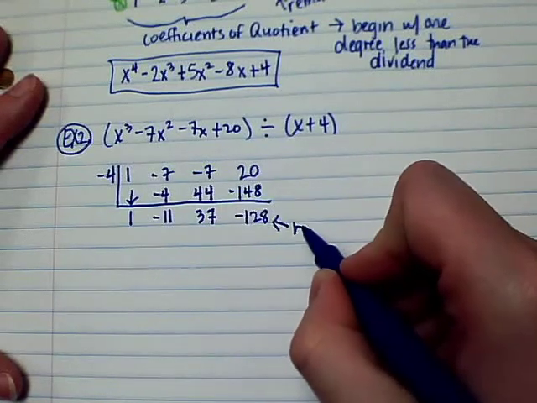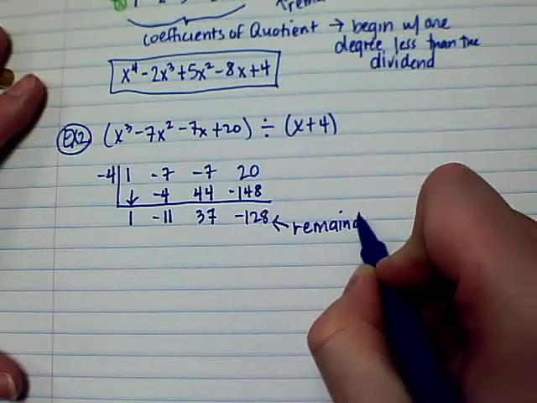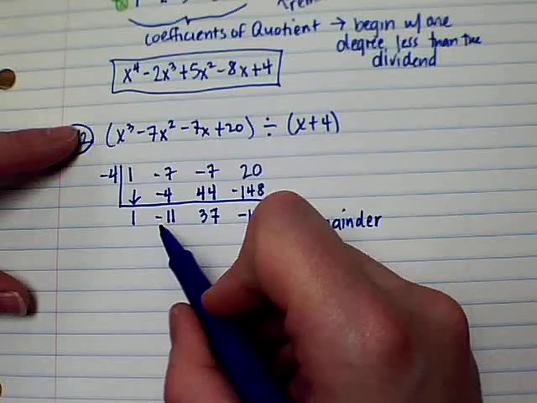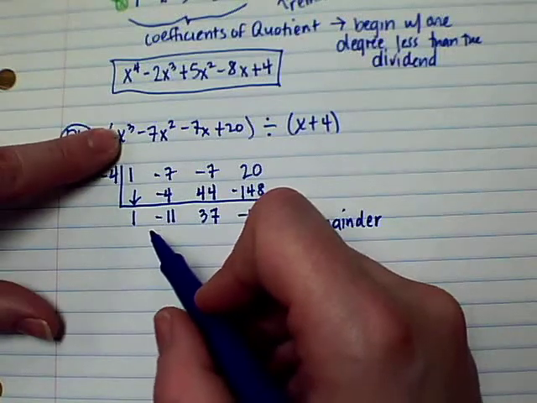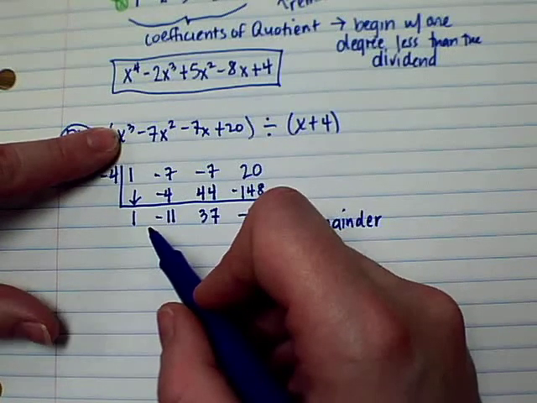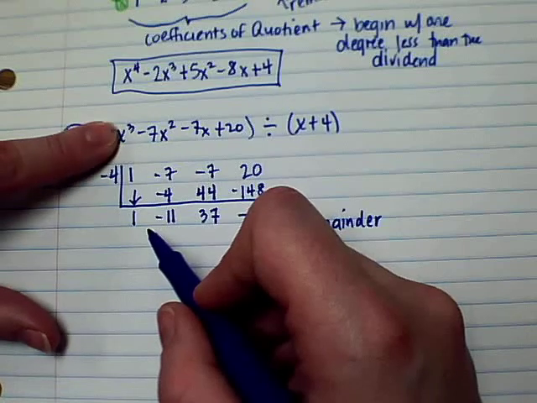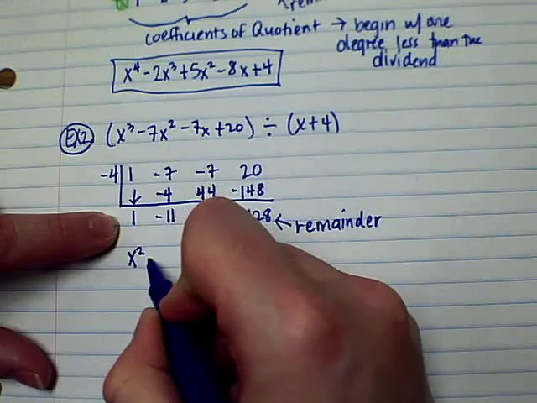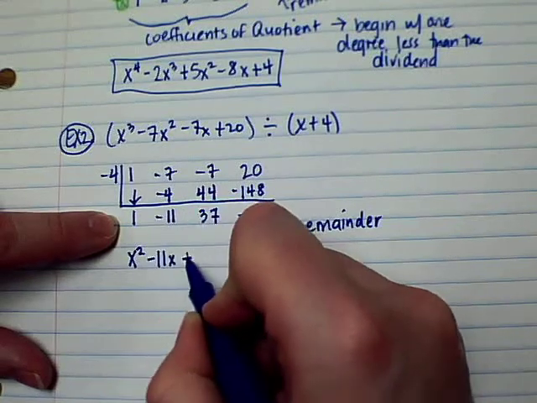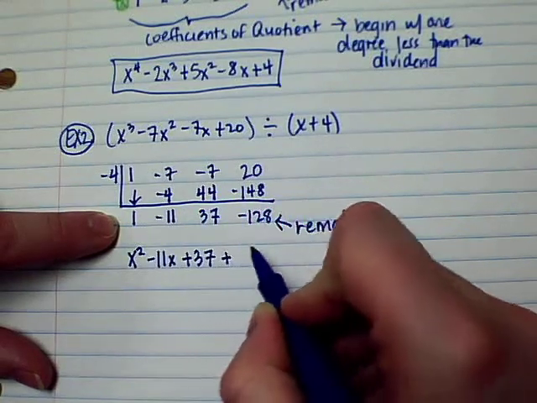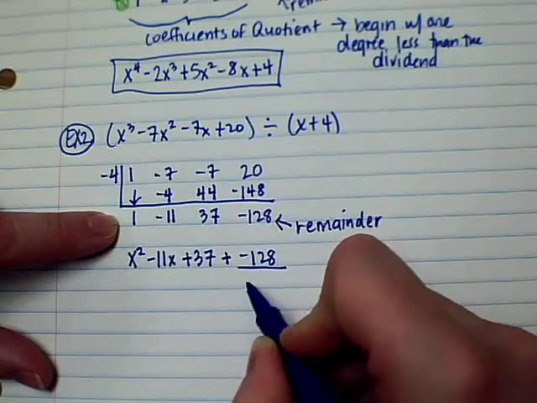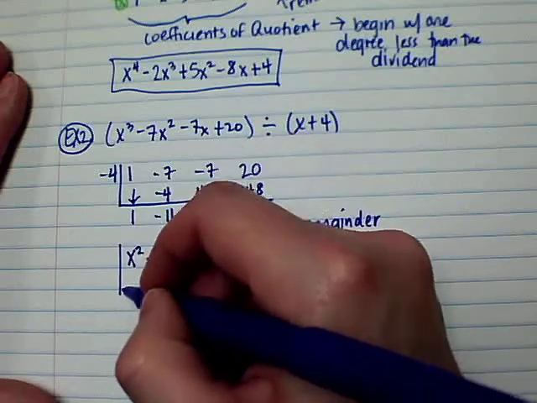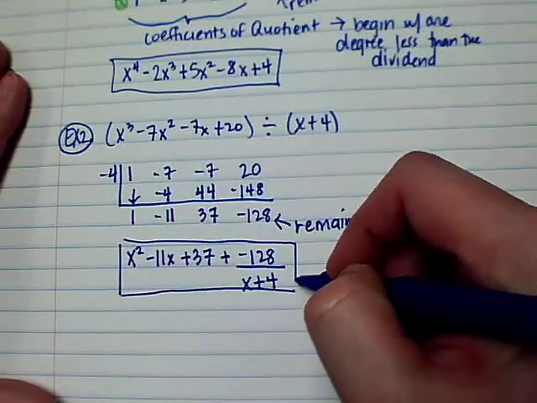So again, the last piece will be the remainder. And then the rest of these are the coefficients. So remember, when you write your answer, you're starting 1 degree less than my dividend. So x cubed was my highest, so I'm going to start with x squared. So I have x squared minus 11x plus 37, and then plus my remainder over my original divisor. And there is our answer.